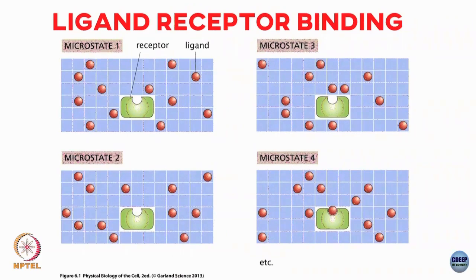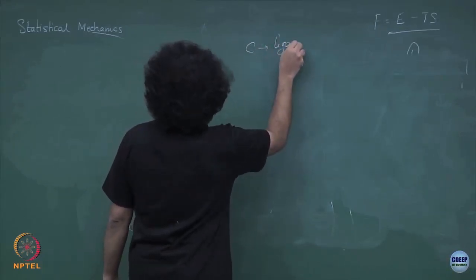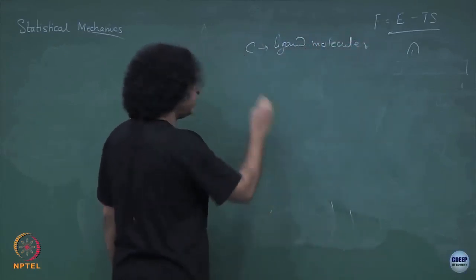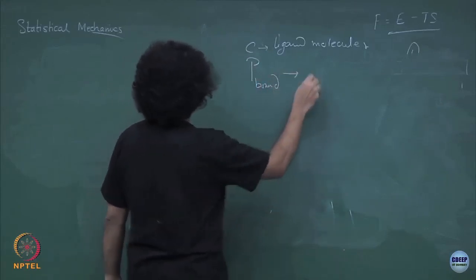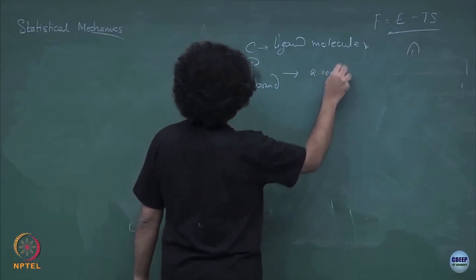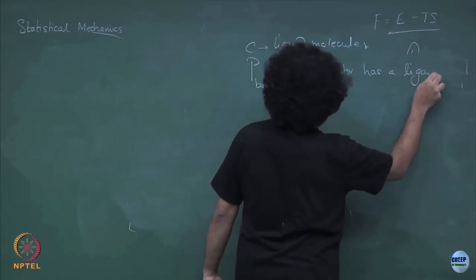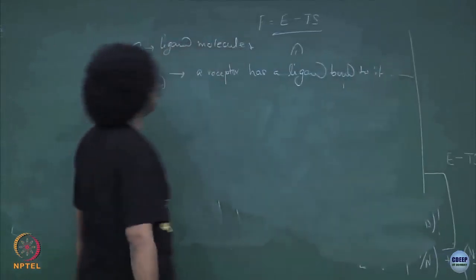Okay. So, let me define the problem. Let us say I have a certain concentration of ligand molecules, and I want to ask what is the probability, let us call it P bound, that a receptor will have a ligand bound to it. Okay.